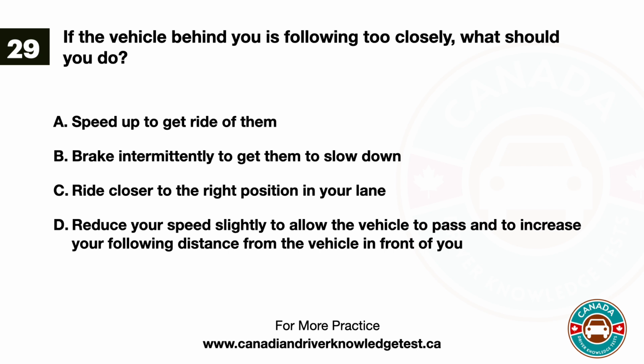Question 29. If the vehicle behind you is following too closely, what should you do? A. Speed up to get rid of them. B. Brake intermittently to get them to slow down. C. Ride closer to the right position in your lane. D. Reduce your speed slightly to allow the vehicle to pass and to increase your following distance from the vehicle in front of you. The answer is D. Reduce your speed slightly to allow the vehicle to pass and to increase your following distance from the vehicle in front of you.